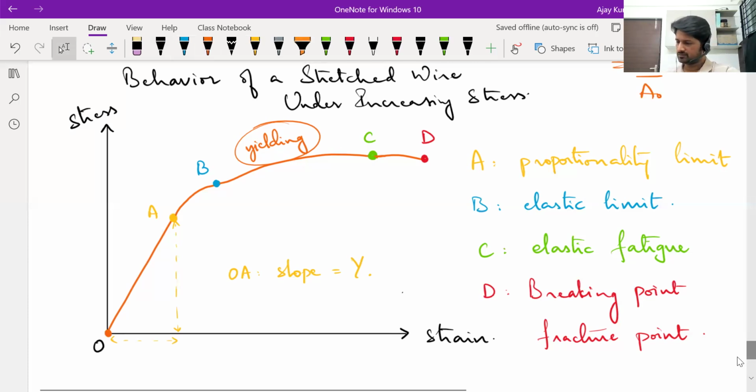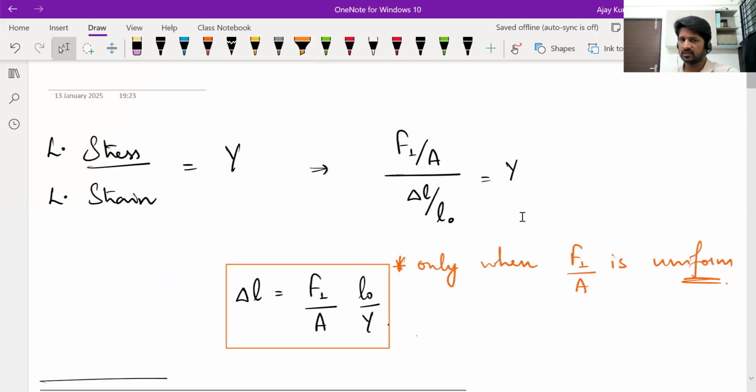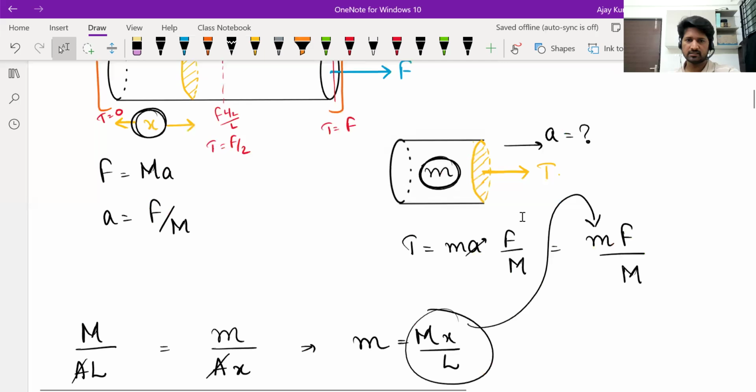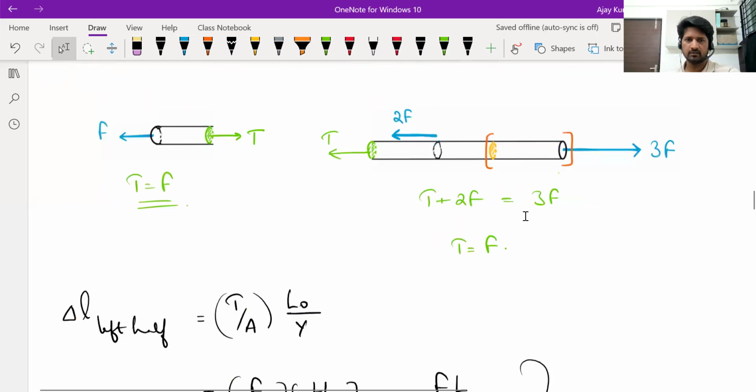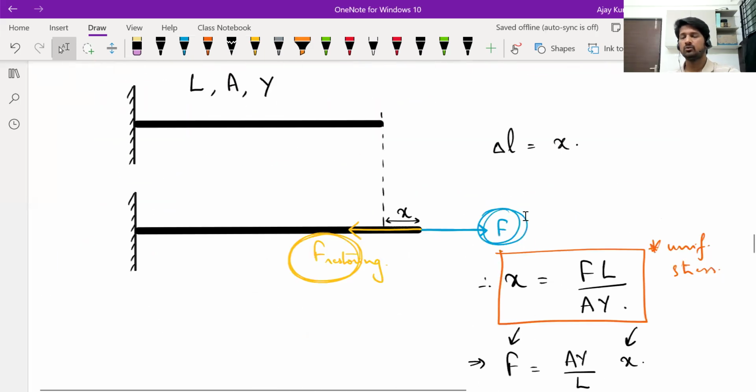Okay. So we'll stop it here for today. So basically what we discussed today is how to find out elongation in case of non-uniform stress. We solved a few problems based on that. Then we compared a stretched wire to a spring. Remember the conditions. The stress has to be uniform and it has to be within proportionality limit. Means stress should be proportional to strain. Only then a stretched wire can be compared to a spring.